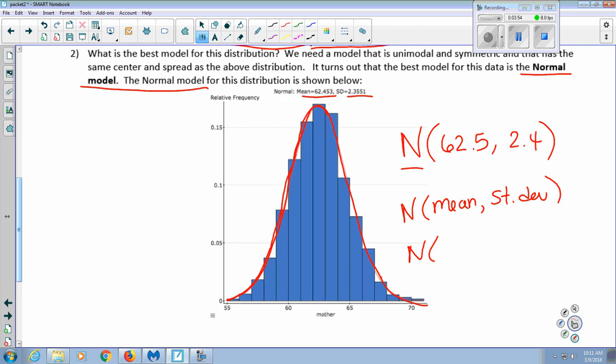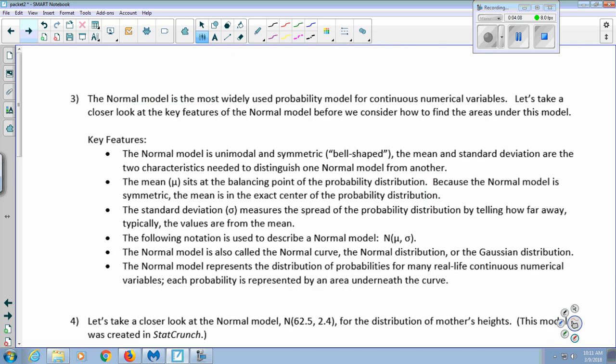Another way to think about this is using our symbols. We have the symbol mu for our mean and sigma for our standard deviation. So we're going to be seeing those things as we go along here. The normal model is the most widely used probability model for continuous numerical variables. Let's take a look at the key features.